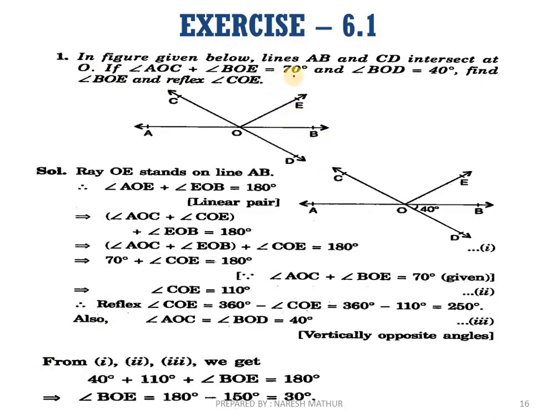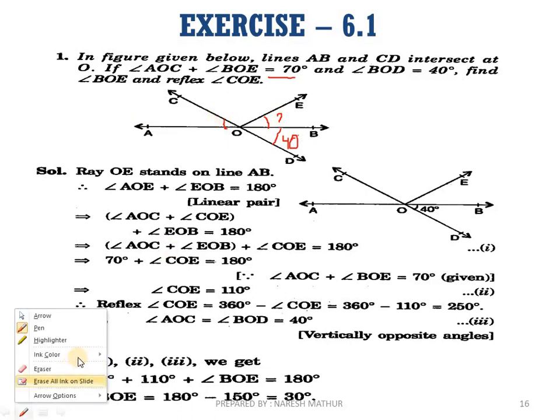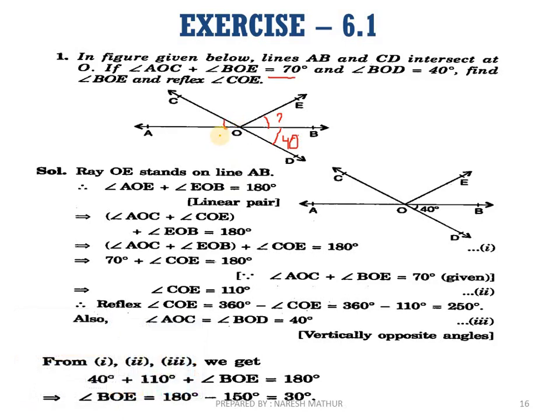See, we are given a figure. We are given lines AB and CD intersect at O. Angle AOC and angle BOC, the sum of these angles is given as 70 degree, and angle BOD is given as 40 degree. So what we need to find are the angle BOE and the reflex of angle COE, these two terms.